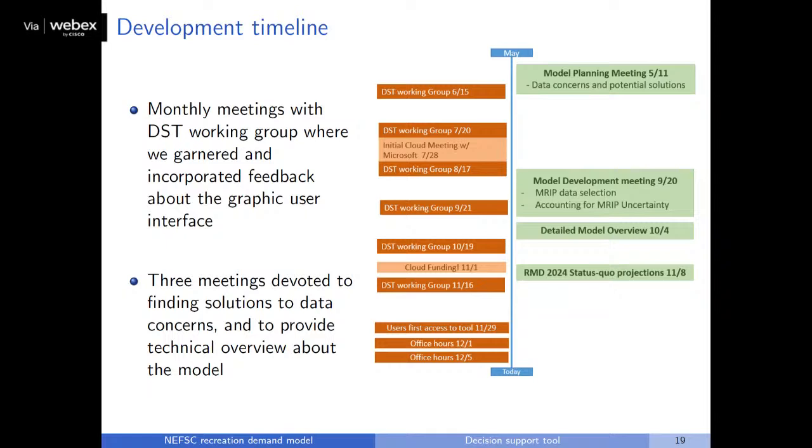During those same 6 months, we had 3 meetings devoted to the model side of things, or the green side of that timeline. We met with them about data concerns and sought their advice on which years to use and along those lines. We also had a deep dive where Lou gave a full hour plus long presentation about the model. So when they are using the tool, it's not a black box. They know what goes in and what comes out of it. Next slide.